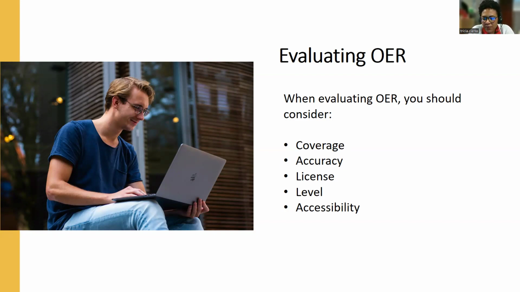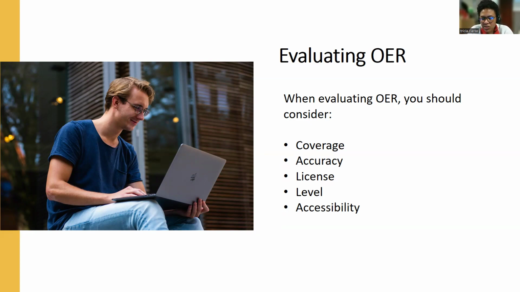So when evaluating OER, and this comes directly from that LibGuide, you should consider a few things. That includes coverage, accuracy, the licensing, the level, and the accessibility. So for coverage, think about whether or not the material or textbook covers enough information relating to your topic. In terms of accuracy, is the content correct? And is it also free of things like grammatical errors, right? So the same sort of details you'd pay attention to when evaluating any kind of information source.